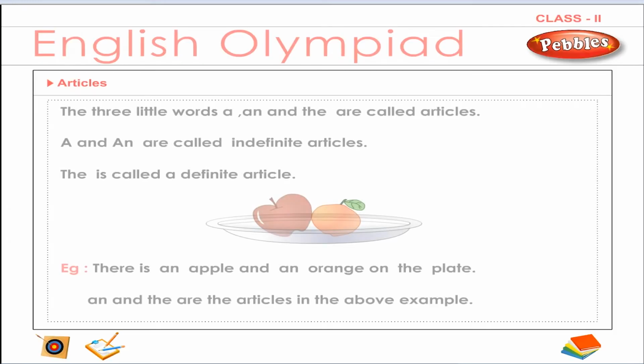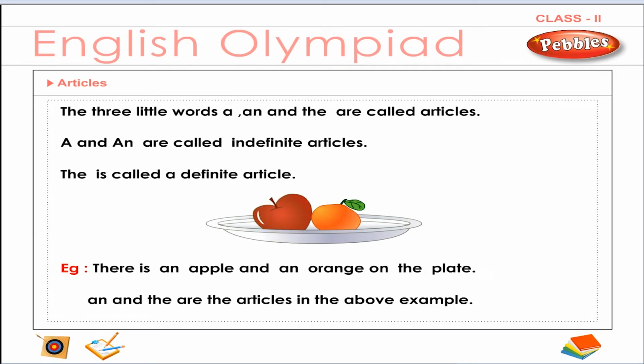Articles. The three little words, a, an, and the, are called articles. A and an are called indefinite articles. The is called a definite article.